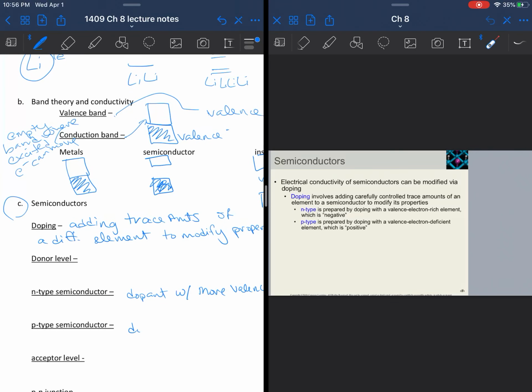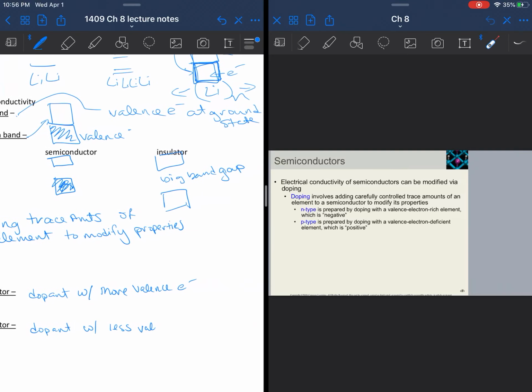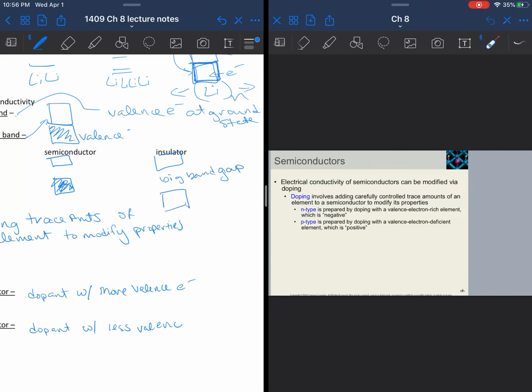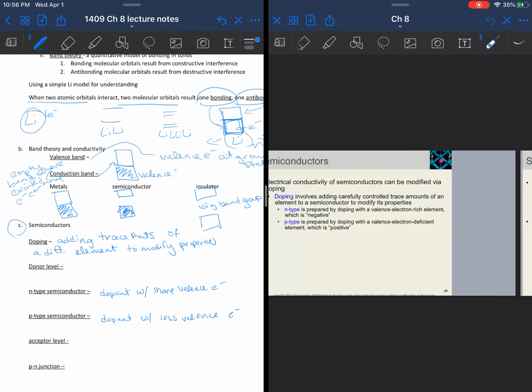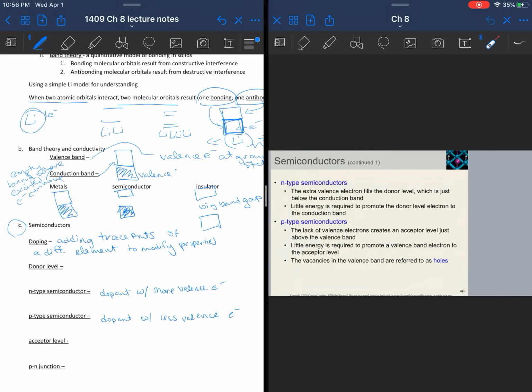So we'll make that note and then we'll take a look at what that means in just a moment. A P-type semiconductor is going to use a dopant with fewer valence electrons, right? So more electrons is N-type, or more negative. P-type has fewer valence electrons, or it's more positive. That's how you can keep that straight.